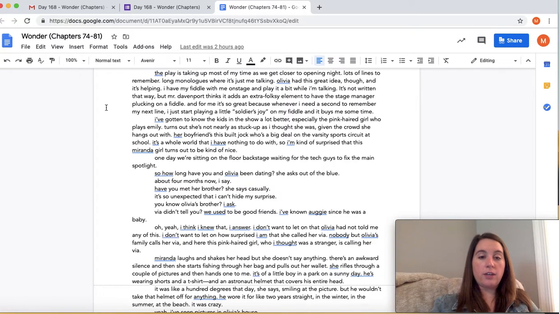I've got to know the kids in the show a lot better, especially the pink-haired girl who plays Emily. Turns out she's not nearly as stuck up as I thought she was, given the crowd she hangs out with. Her boyfriend's a split jock who's a big deal on the varsity sports circuit at school. It's a whole world that I have nothing to do with, so I'm kind of surprised that this Miranda girl turns out to be kind of nice. One day we're sitting on the floor backstage waiting for the tech guys to fix the main spotlight.